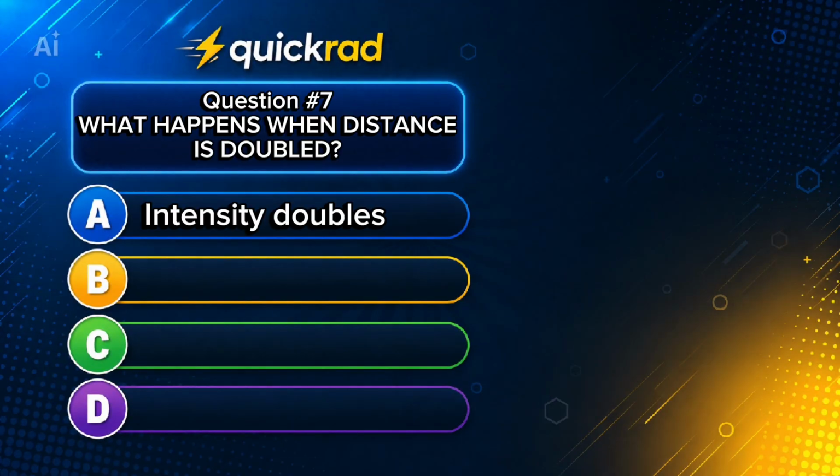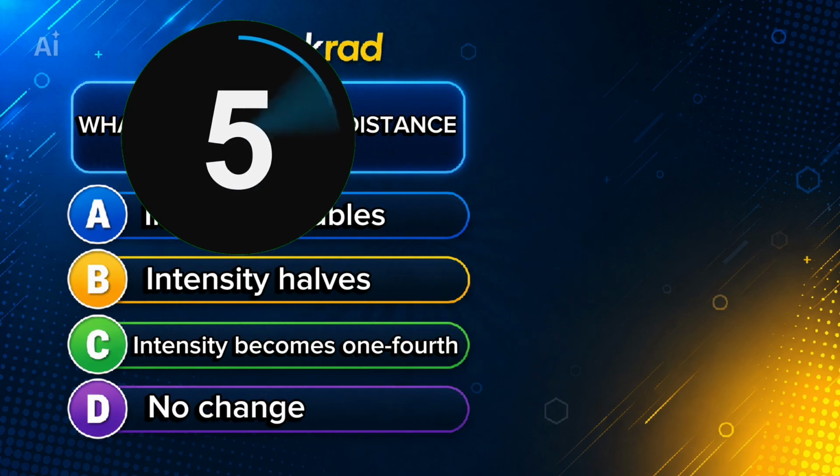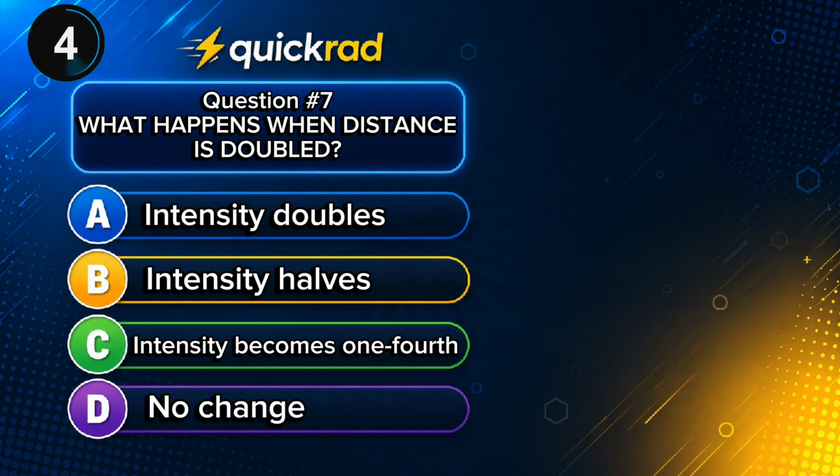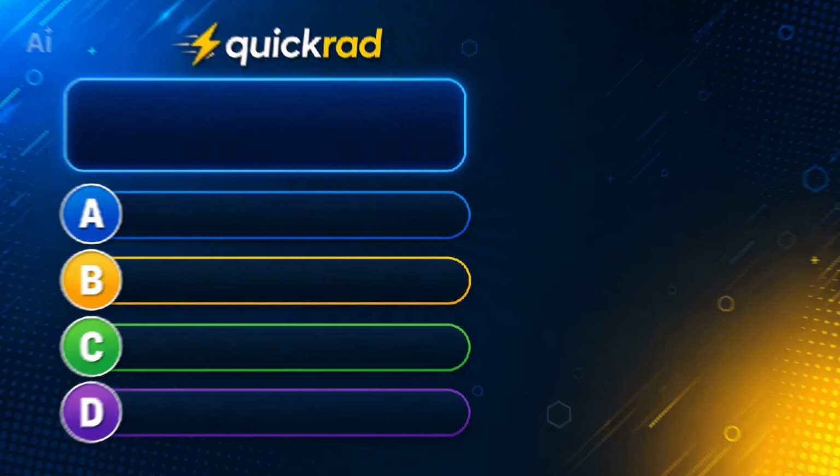Question 7. What happens when distance is doubled? Correct answer, C. Intensity becomes 1/4. Remember the inverse square law.